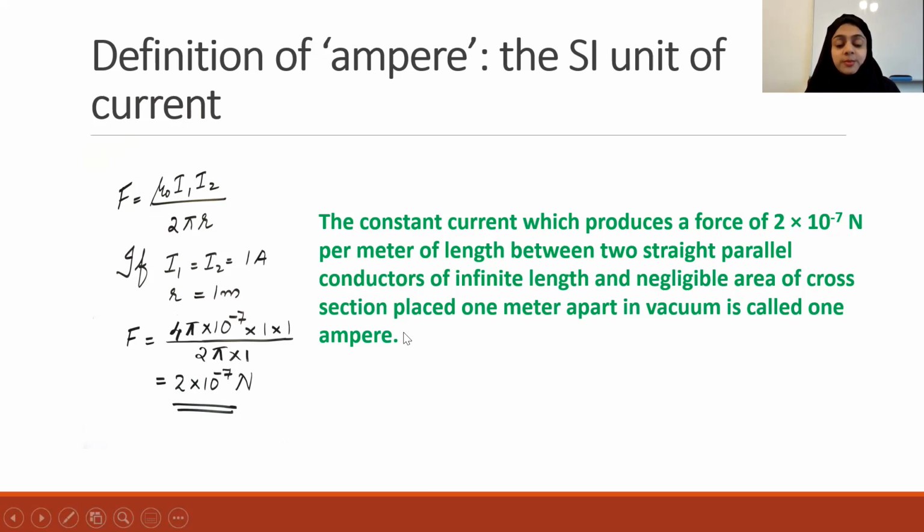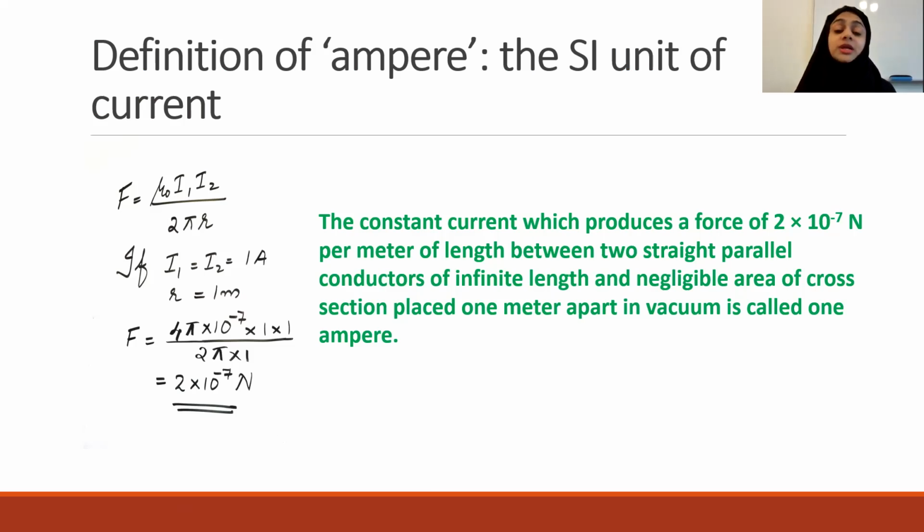So it's called 1 ampere. So what is 1 ampere? It's the constant current which produces a force of 2 into 10 raised to minus 7 Newton per meter length between two straight parallel conductors of infinite length and negligible area of cross section placed 1 meter apart in vacuum. So that is how we define ampere, 1 ampere.